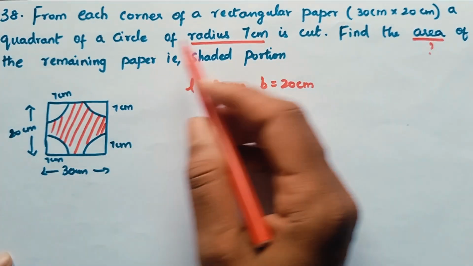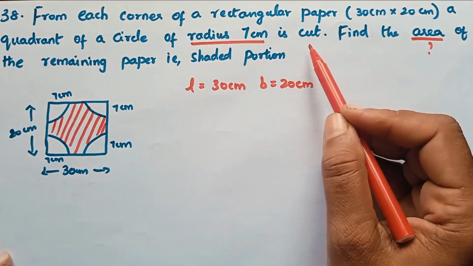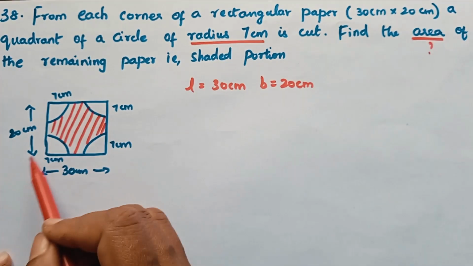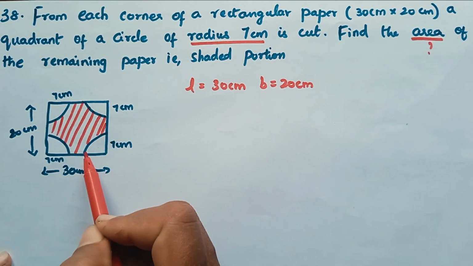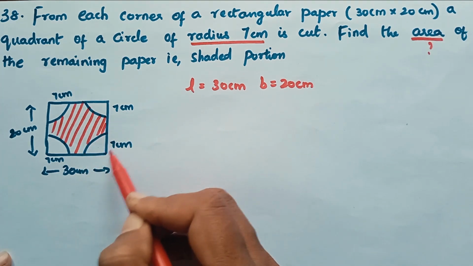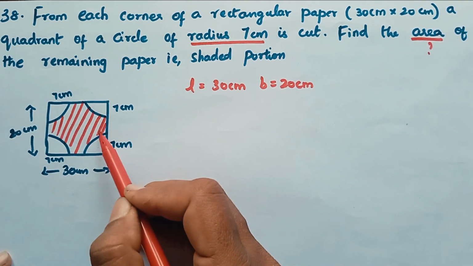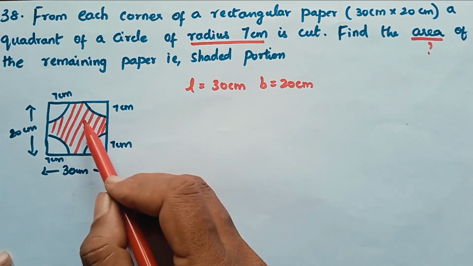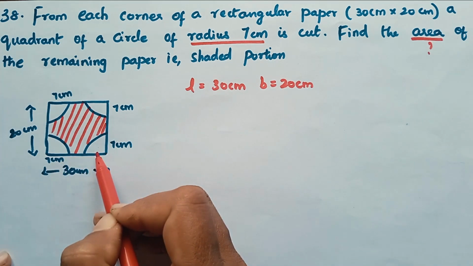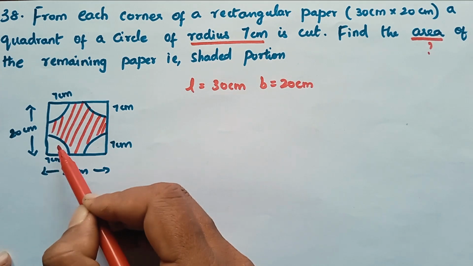Next question. From each corner of a rectangular paper, a quadrant of a circle of radius 7 cm is cut. Find the area of the remaining paper, that is the shaded portion. In this rectangular paper, the quadrant of a circle of radius 7 cm is cut. So we need to find the area of this shaded portion. To find the area of the shaded portion, first we need to find the area of the whole rectangle. Then we can subtract the area of the quadrants.